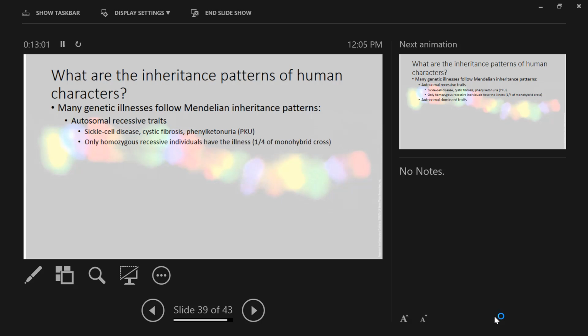So only the homozygous recessive individuals are going to get the illness. So only 1 out of every 4 offspring of carriers are going to get the illness. Some genetic mutations, though, are what are called autosomal dominant traits. So they still have normal Mendelian inheritance, but it's the dominant allele that results in the condition. Most of these happen in what you call master control genes. Genes that alter the activity of a number of other genes.